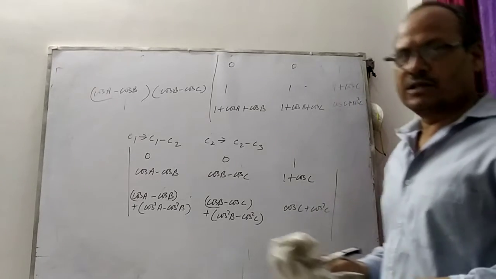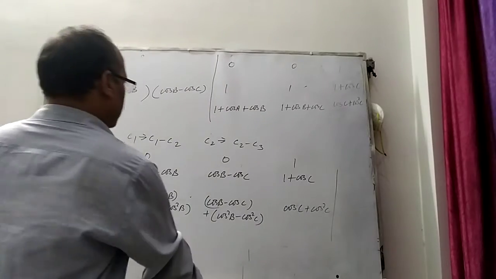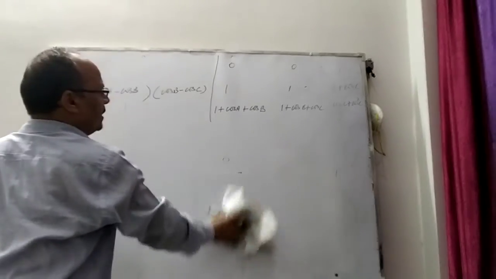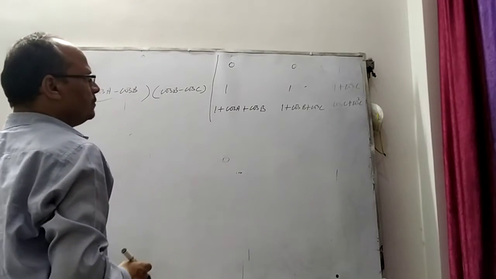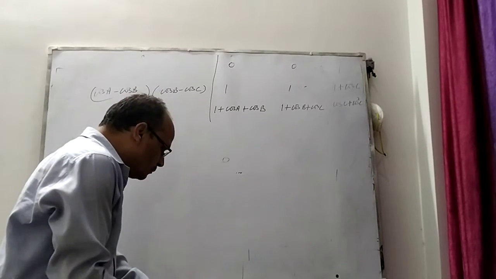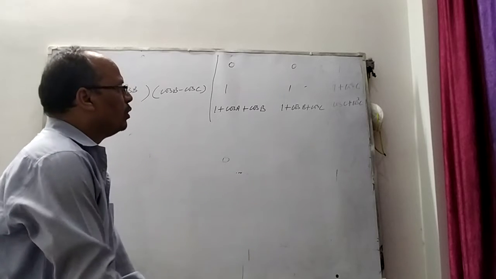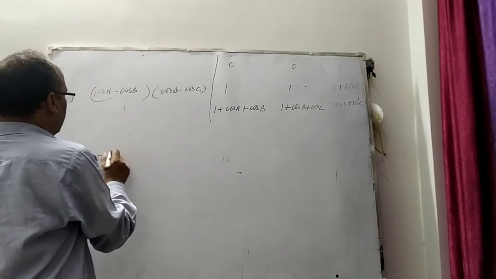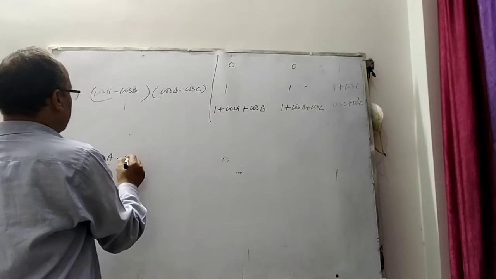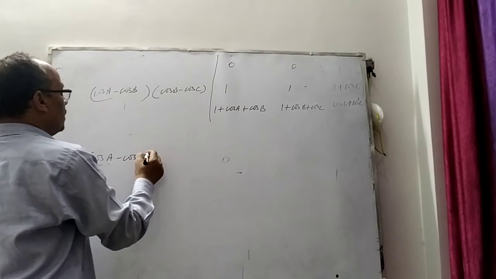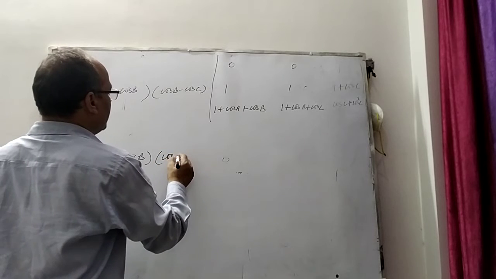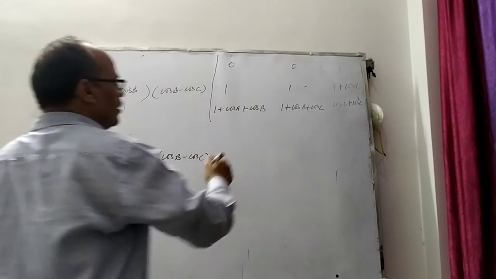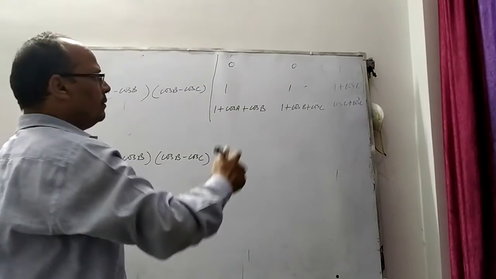Correct? I suppose it is visible. Now, what you will do? You will expand. This is given equal to 0. So after that, cos A minus cos B minus cos C. Then you will expand along the R1.